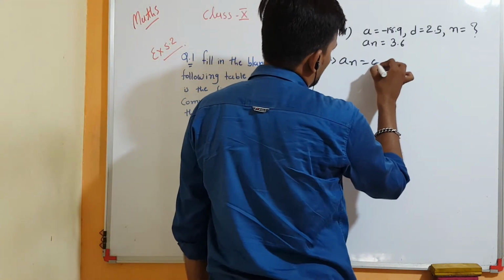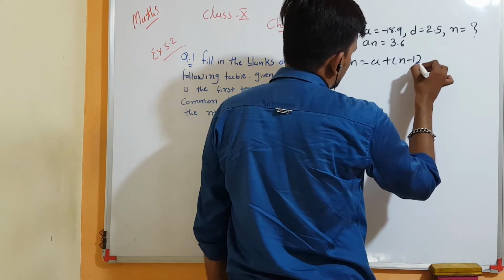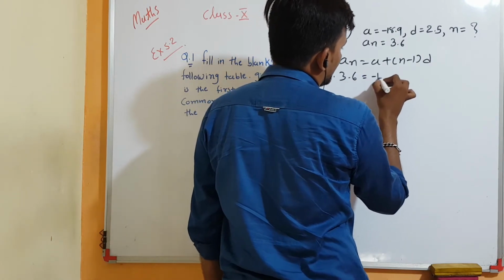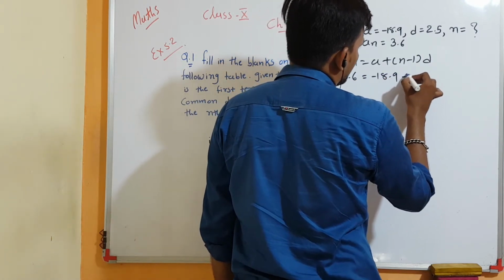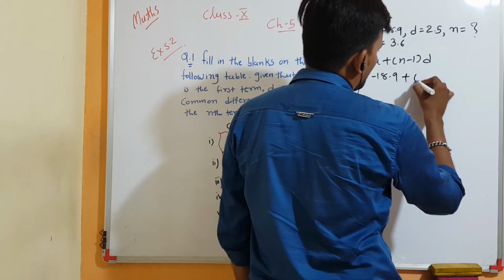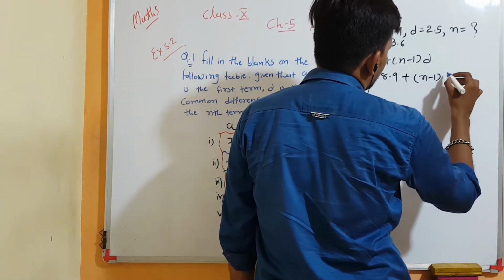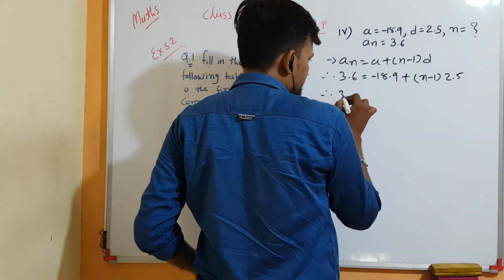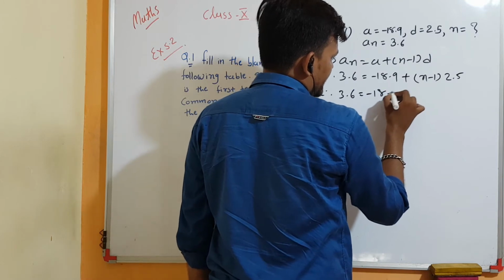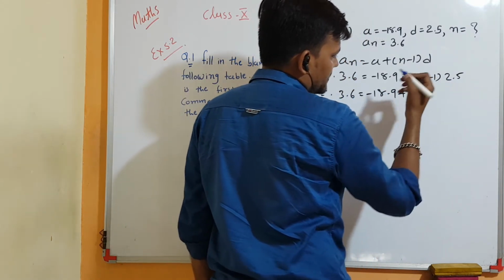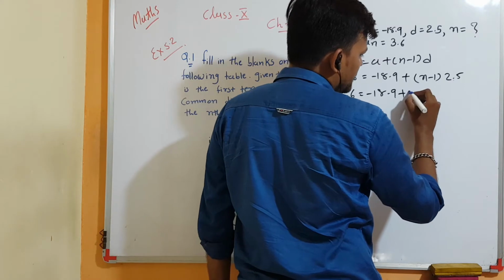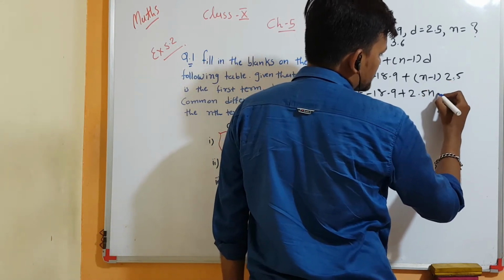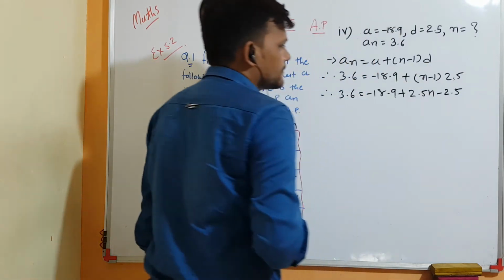So a_n equals a plus n minus 1 into d, where a_n equals 3.6, a equals minus 18.9, plus, and you have to find n, so n minus 1 as it is, and d is 2.5. Clear? Now see, 3.6 as it is, minus 18.9 as it is. Now see this 2.5 with a bracket, so 2.5 with n, 2.5n, and 2.5 multiplied with minus 1, so minus 2.5. Okay?